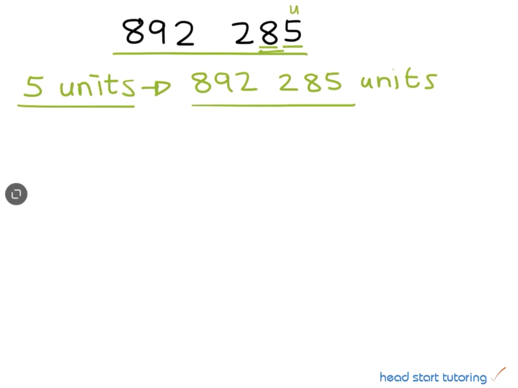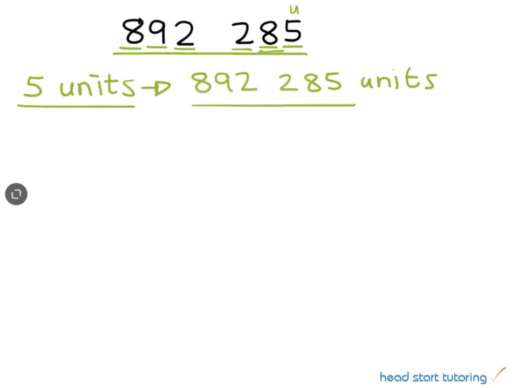In the same way, in the number 200, because this 2 is actually 200s, we have got 200 units. And we have got 2,000 units in 2000s. We've got 90,000 units in 90,000. We've got 800,000 units in 800,000. So altogether, if we were to add all those values together, we get an answer of 892,285 units.